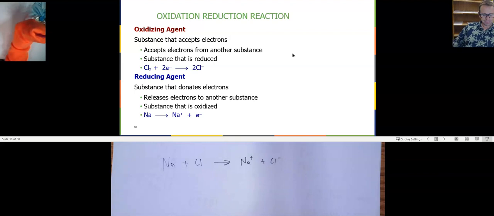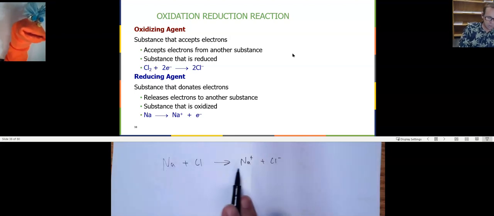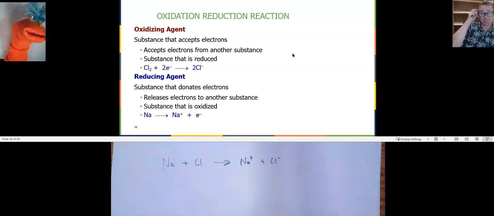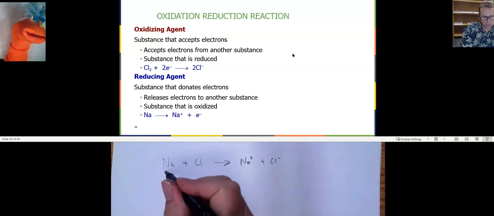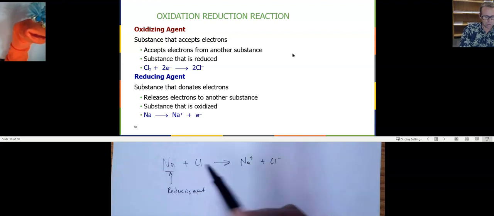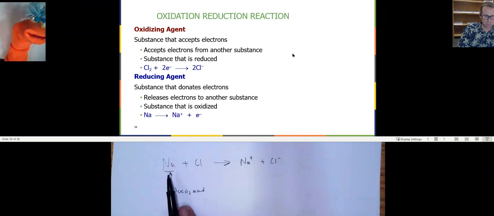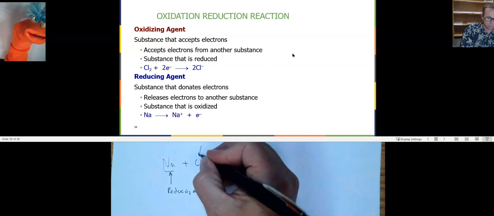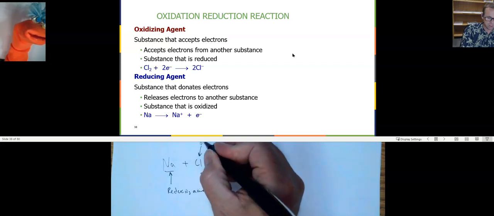Okay? So when we identify the species which has been oxidized or reduced, we can recognize that the other species must have done the oxidizing or reducing. So chlorine was reduced, making sodium what we call the reducing agent. Sodium in this case was oxidized, but it was acting as the reducing agent. Chlorine was reduced, but it was behaving as the oxidizing agent.